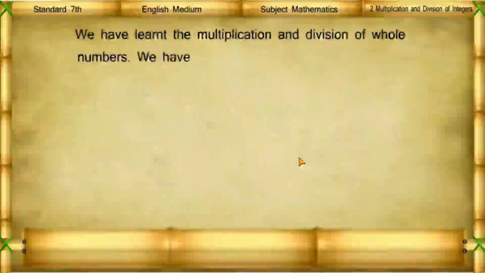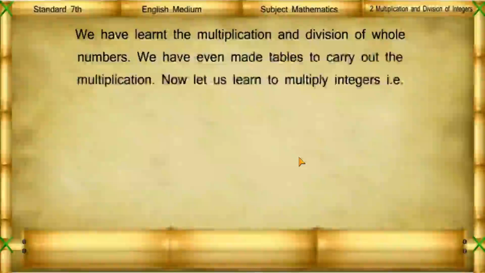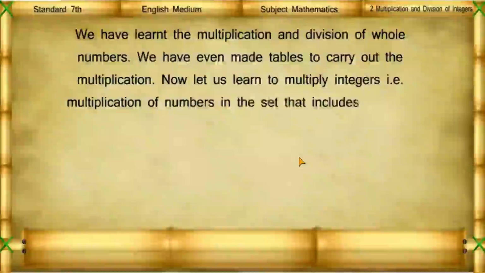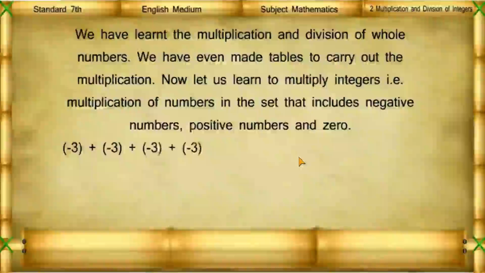We have learned the multiplication and division of whole numbers. We have even made tables to carry out the multiplication. Now, let us learn to multiply integers, that is, multiplication of numbers in the set that includes negative numbers, positive numbers and 0. Minus 3 plus minus 3 plus minus 3 plus minus 3.